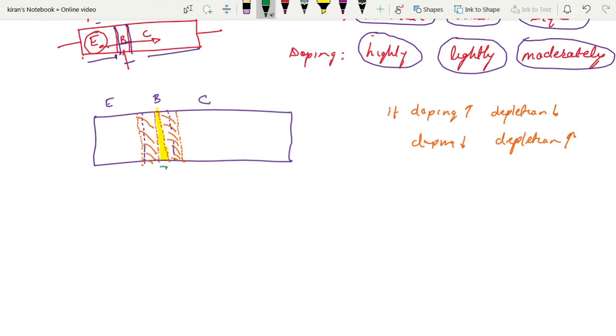Right? So the width of the base is very, very small. If I provide, let's suppose this is n-type material, this is n-type material, obviously this has to be p-type material, and if I forward bias this emitter and base junction, so basically there will be a negative terminal connected to n-type material and a positive terminal connected to p-type material.